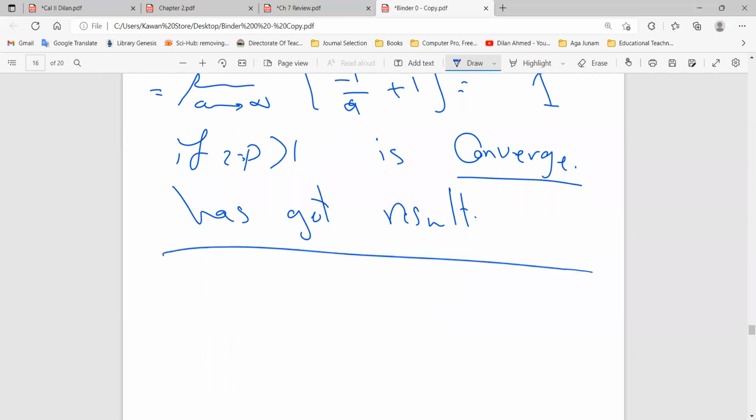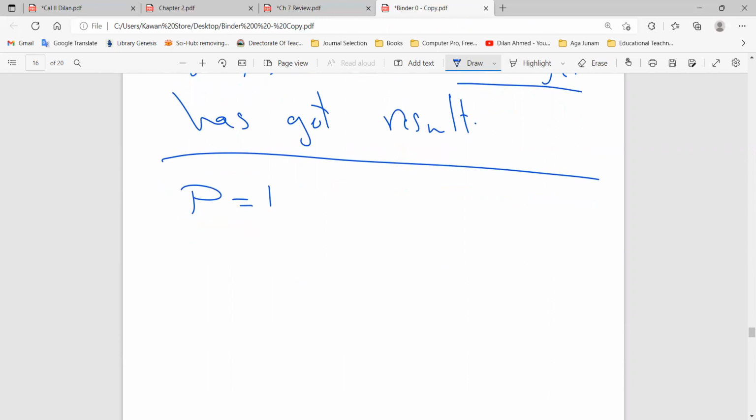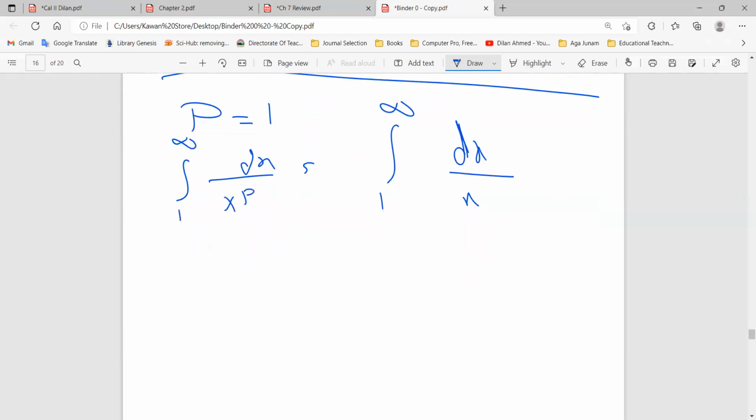Okay, now I'm going to the second case, p equal to 1. What do I mean by p equal to 1? I mean the integral of 1/x dx from 1 to infinity, where p is 1. So how do we solve that one? It equals the limit as a approaches infinity of the integral from 1 to a of 1/x dx. How do we solve that limit?